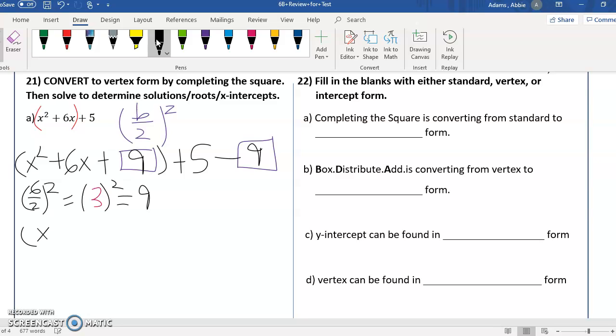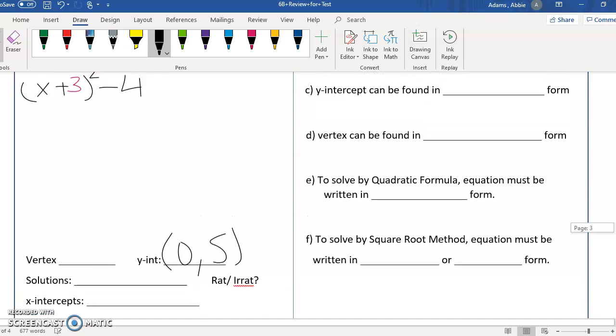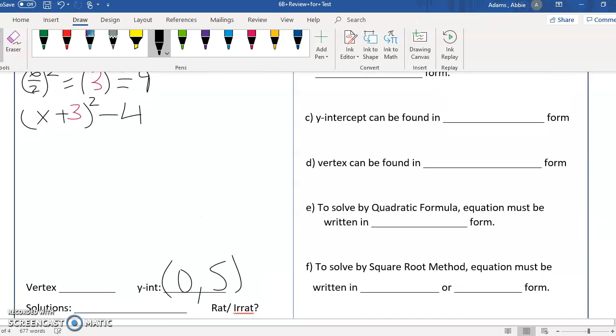So we're going to have x plus this 3 value, which is our h value, squared, and then we're going to combine these terms, so we got 5 minus 9. That's going to be our k value on the outside of your parentheses, which is going to be negative 4. So down here, it asks for our vertex form, or at least I thought it did. Maybe it doesn't. That's okay. But we can still find our vertex from this. It's going to be negative h, k. So in this case, it's going to be negative 3, comma negative 4.